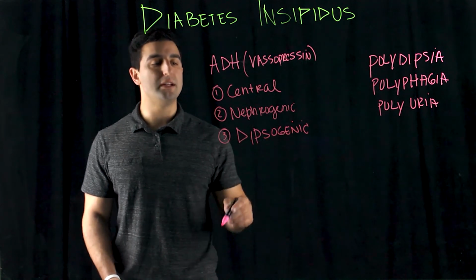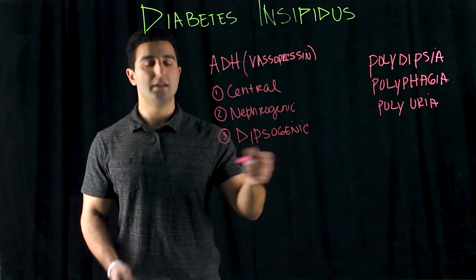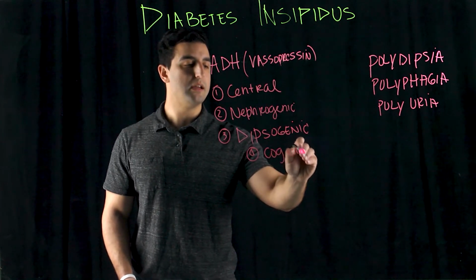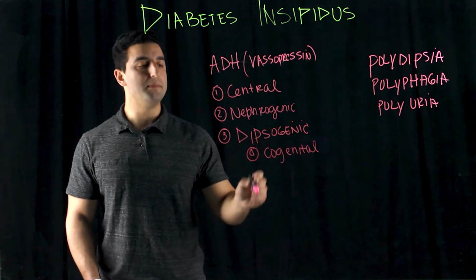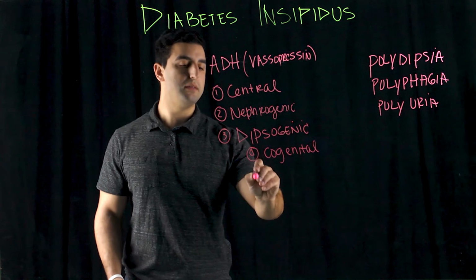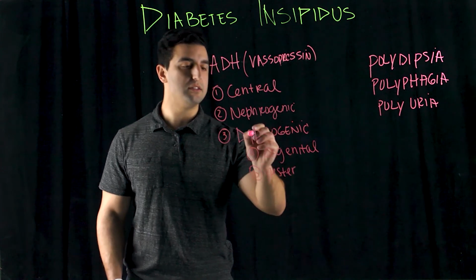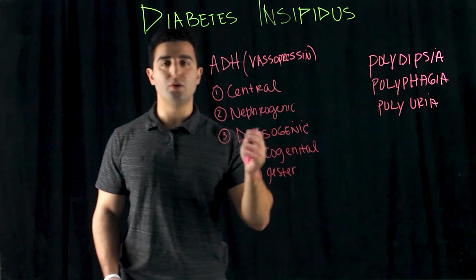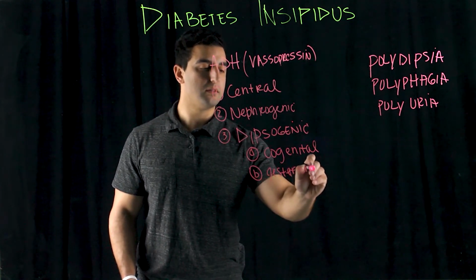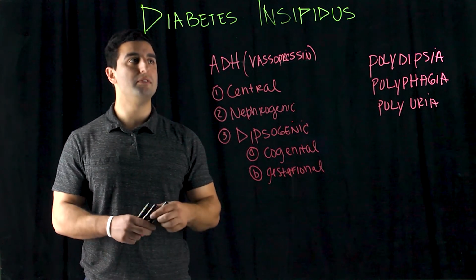Of the dipsogenic type, there are 2 types. A is congenital, where there's some kind of abnormality in your hypothalamus so that your body wants to drink more, causing instances of polydipsia. And B is gestational. This is the same as congenital dipsogenic, but it's only temporary, only during the pregnancy. And so these are the 4 different types of pathological conditions of diabetes insipidus.